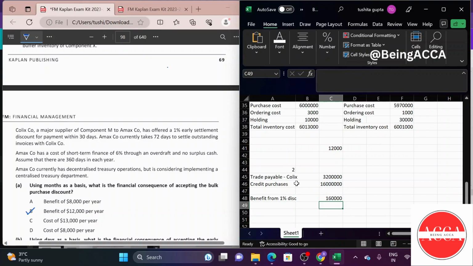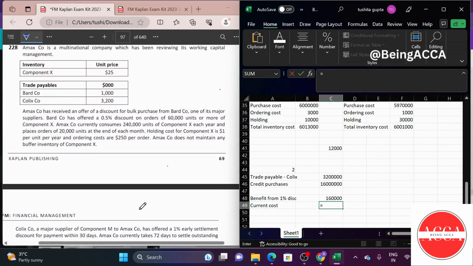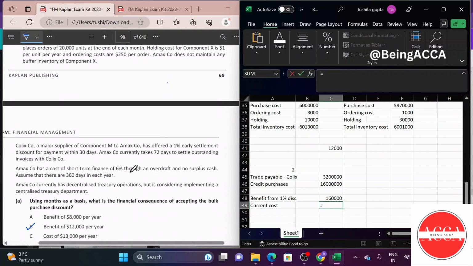Now let's see how much our current cost of financing is. It is written over here that our cost of capital is 6%. So 6% of how much would we take over here? We will take 6% of the trade payables, because since we are delaying this much amount of money to this supplier, we do not have to pay the overdraft cost of 6%. We are saving on this cost. So this is the amount that we are saving right now.